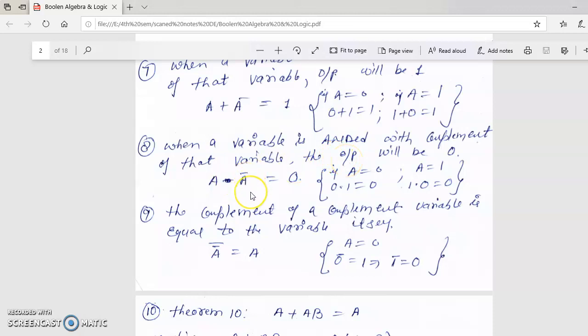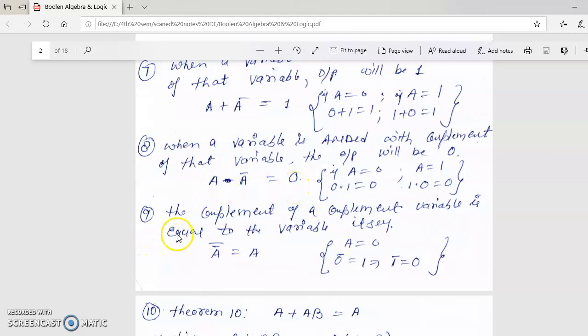a dot a bar equal to 0. इसे प्रूफ करने के लिए a की वैल्यू पुट की दी 0. a की वैल्यू 0 रखेंगे तो a बार 1 हो गया, बट 0 डॉट 1 is we get 0. If a equal to 1, then 1 dot 0 is always equal to 0.